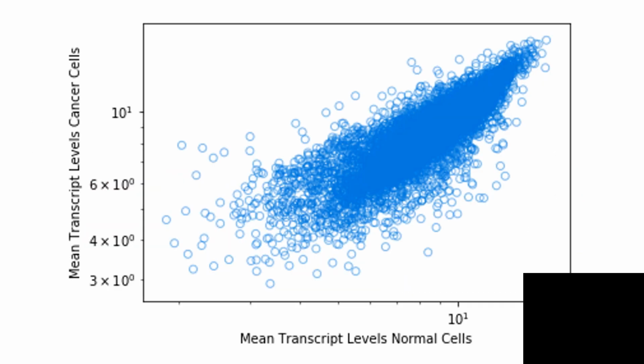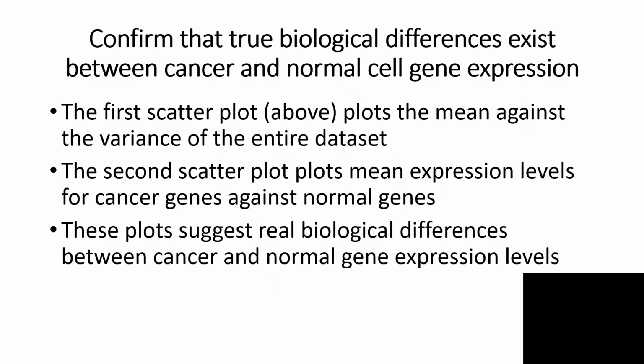The second scatter plot is simply a plot of mean transcript levels for normal cells versus mean transcript levels for cancer cells. And we see in both cases there are a lot of points of data that deviate from the majority of the data. And that indicates that there are likely real biological differences between cancer and normal gene expression levels in our data set.